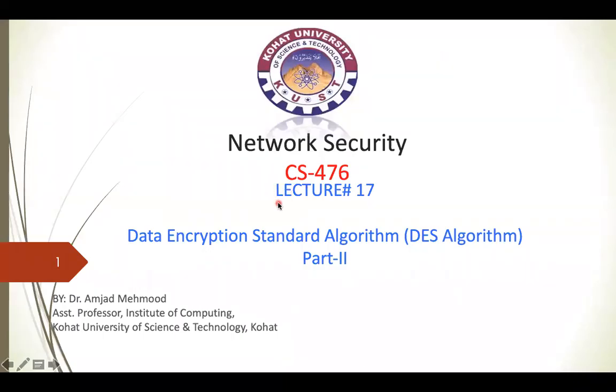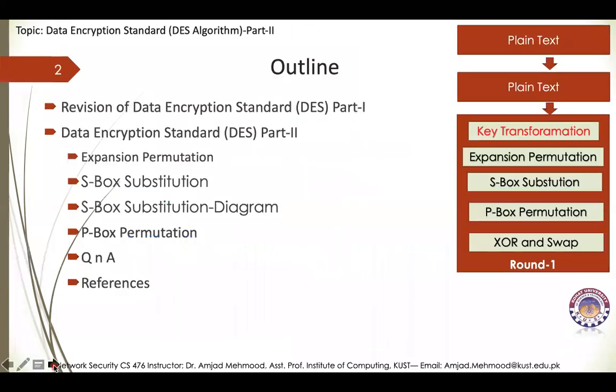Dear students, let's start lecture number 17 on the topic Data Encryption Standard Algorithm, which is normally called DES, and this is part number 2. As I mentioned in my previous video lecture, it is a big topic, so I have divided this big topic into 4 parts. So today I will be discussing part 2 of DES.